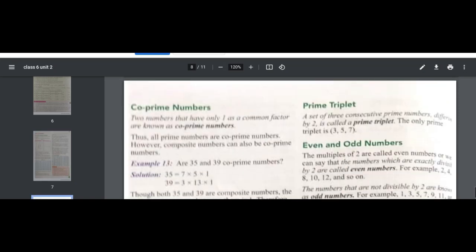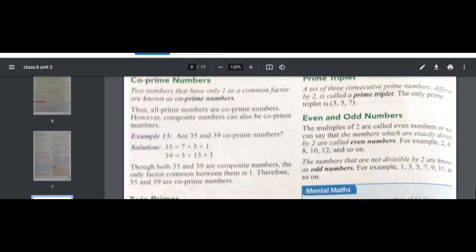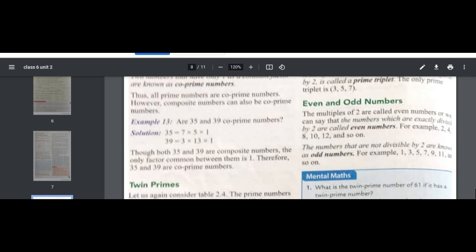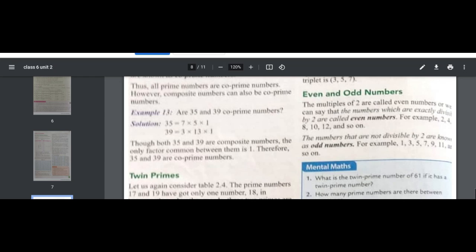Twin primes, because they say that the prime numbers have got only one number between them. These two primes are close to each other, so if we increase the distance and put more numbers between them, that will not count as twin primes. Twin primes, yes.